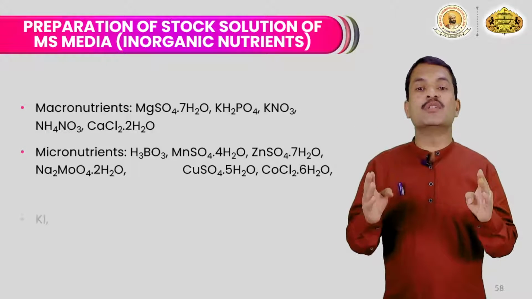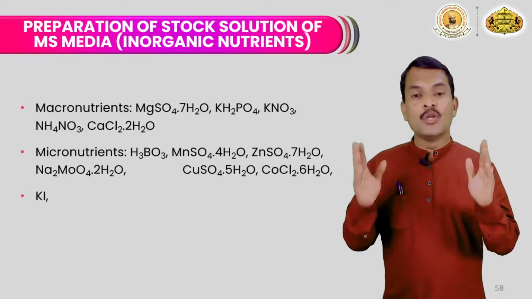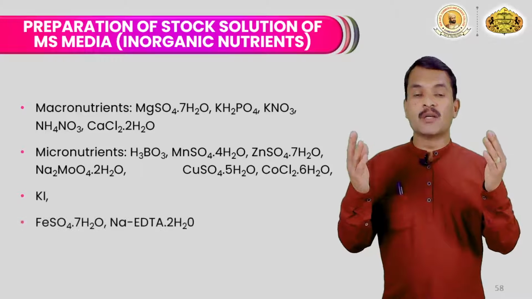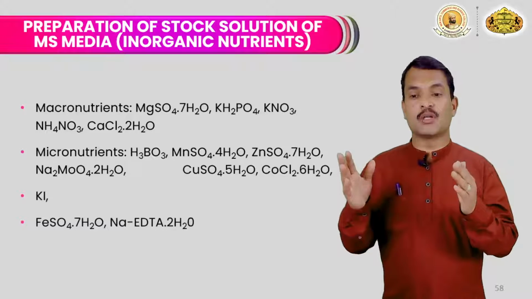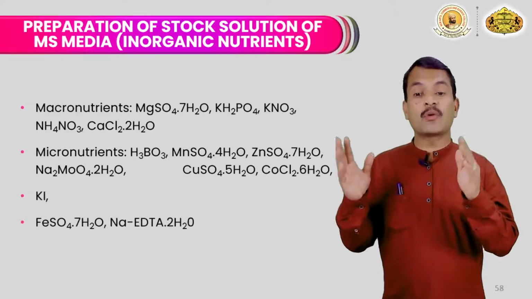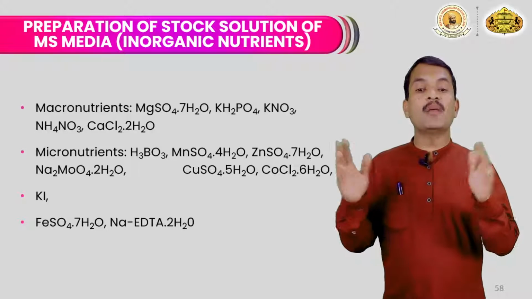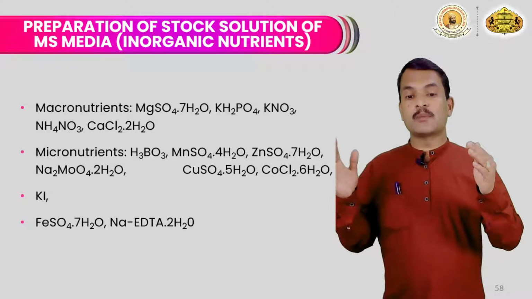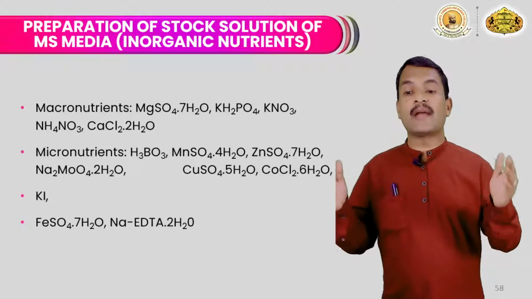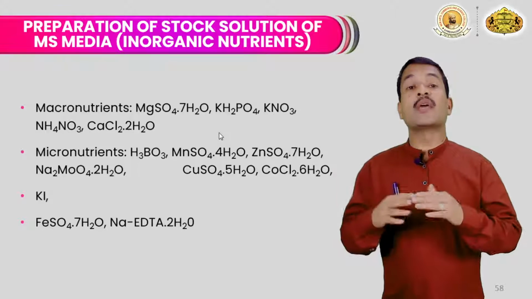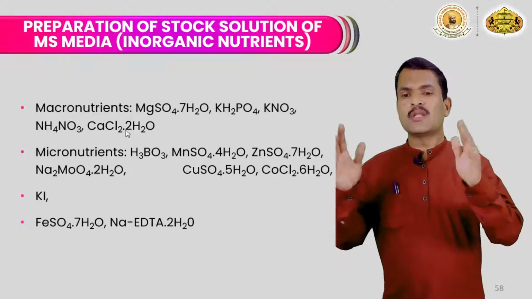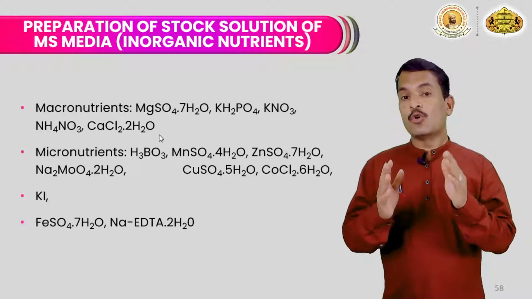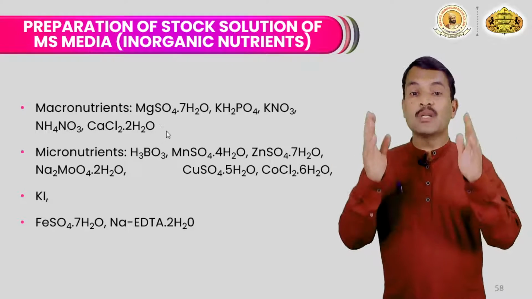And for the preparation of this media, you need to prepare stock solutions. So, every time you are not going to make each and every solution. In the macronutrients, many chemicals are added: MgSO4 is there, potassium dihydrogen phosphate is there, potassium nitrate is there, ammonium nitrate is there, calcium chloride is there. So these are different chemicals, remember, and we need to add them together. So how to prepare this stock solution, you should know.